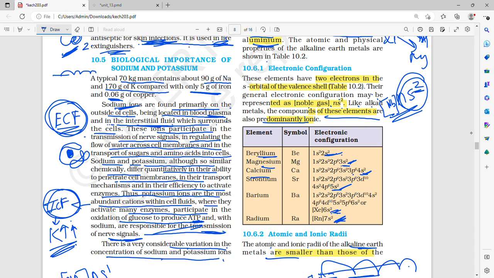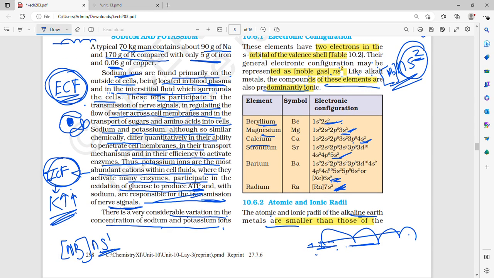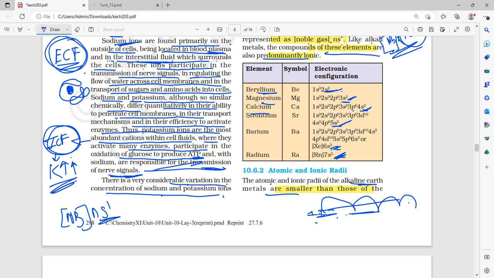So higher concentration, lower concentration, maintaining ionic balance and osmotic balance, osmoregulation and all, sodium and potassium ions are very useful. Although sodium and potassium are so similar chemically, they differ quantitatively in their ability to penetrate the cell membrane, in their transport mechanism and in their efficacy to activate enzymes. Thus, potassium ions are the most abundant cations within the cell fluid, that is intracellular fluid.